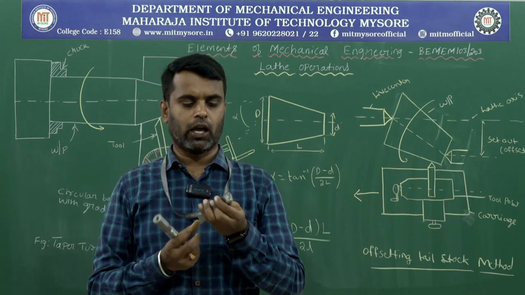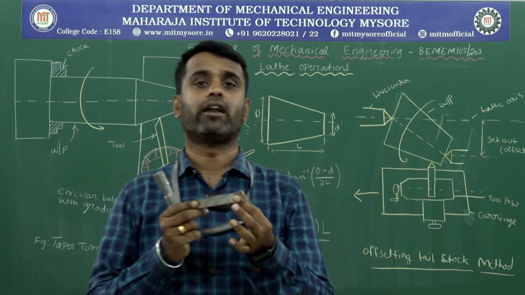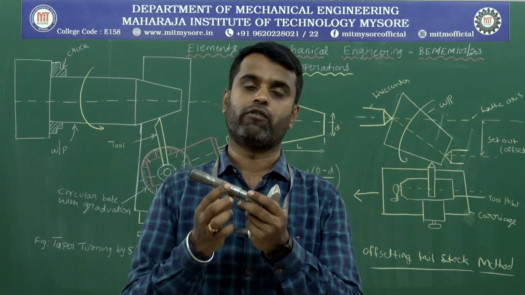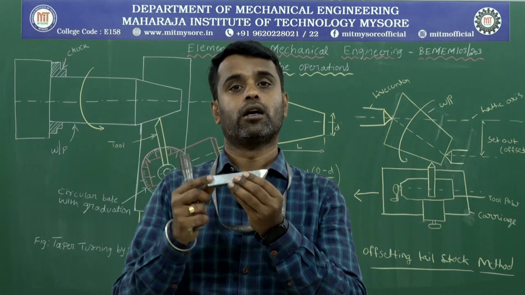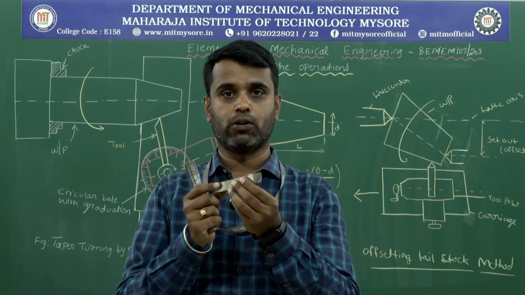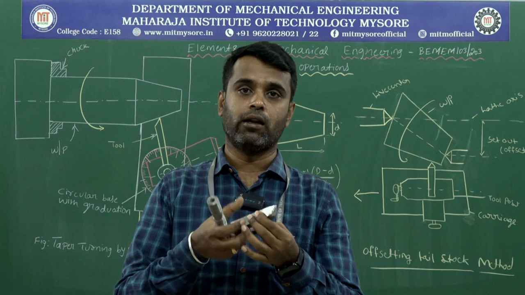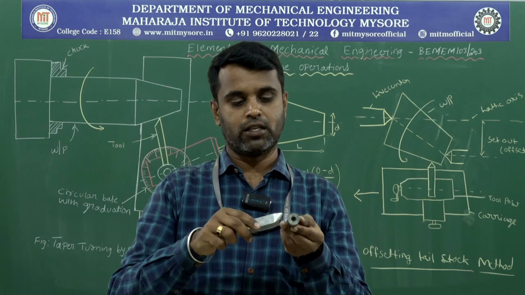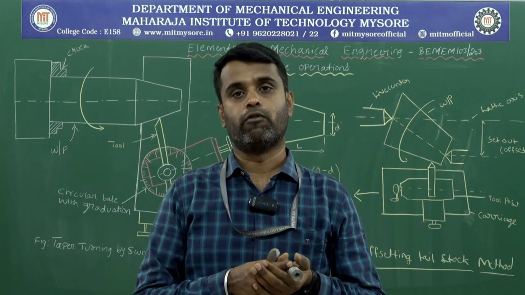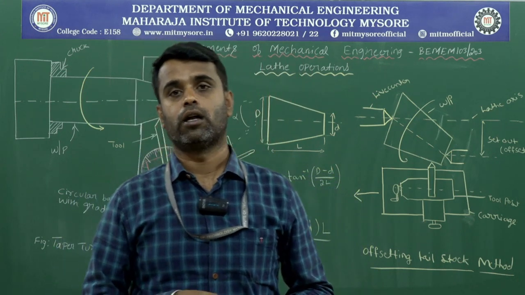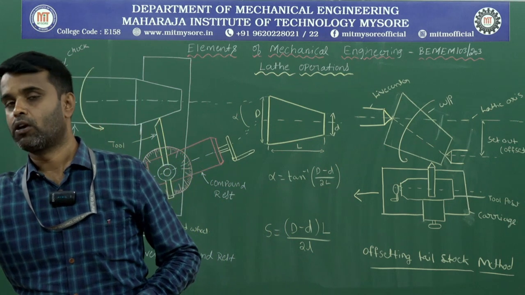Here the cutting tool can be swiveled, moved at an angle. First we have to find out the taper angle. At that angle we tilt the cutting tool, rotate it to the required taper angle, and then move it parallel to the lathe axis. At that time the required taper will be formed on the workpiece material. That operation we call the taper turning operation.